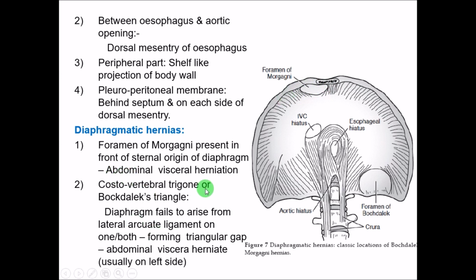The second is the costovertebral trigone, or the Bochdalek's triangle. If you can see here, near the costovertebral side, a trigone might be formed, which leads to formation of this triangle. And the diaphragm fails to arise from the lateral arcuate ligament. Here the lateral arcuate ligament doesn't give rise to the diaphragm, so it fails to develop from there, forming the triangular gap and abdominal viscera might easily herniate. Whenever there is pressure created by the diaphragm, the abdominal structures or organs might herniate into the thorax. Usually on the left side. It is more commonly seen on the left side than on the right side.